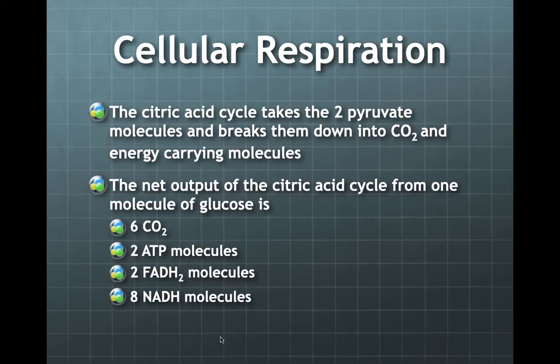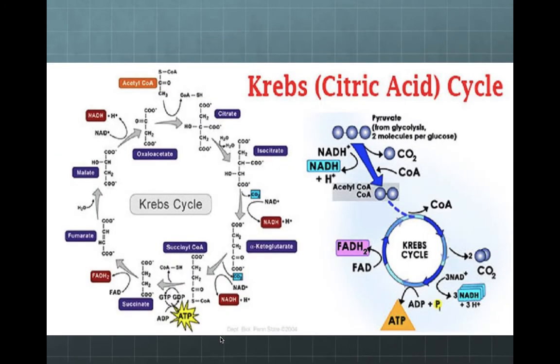Now, citric acid cycle or Krebs cycle is going to take these 2 pyruvate and break them down into carbon dioxide and energy-carrying molecules known as NADH and FADH2. So the net output of 2 cycles of pyruvate, because we have 2 pyruvates per 1 glucose, is going to be 6 CO2, 2 ATP, 2 FADH2, and 8 NADH. And so we're going to look at what that looks like.